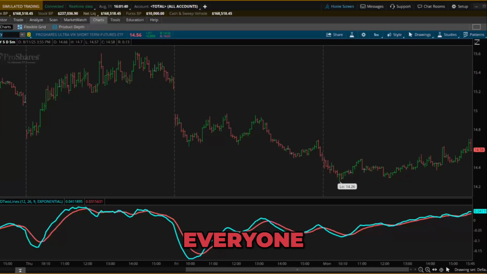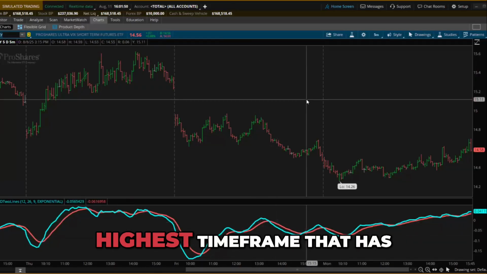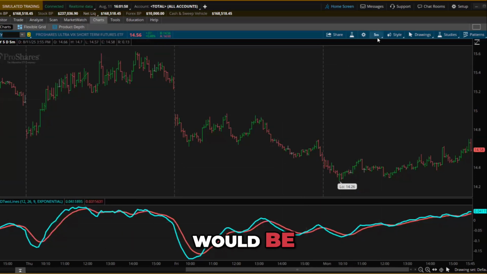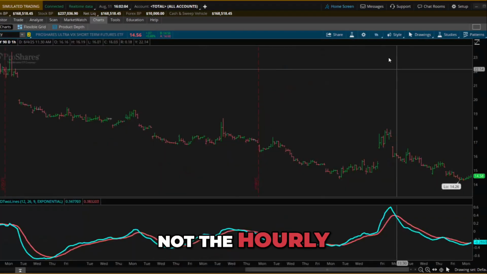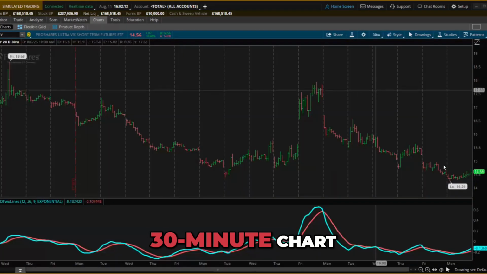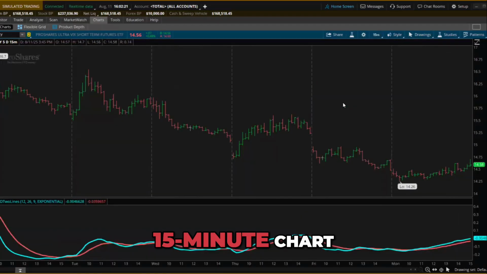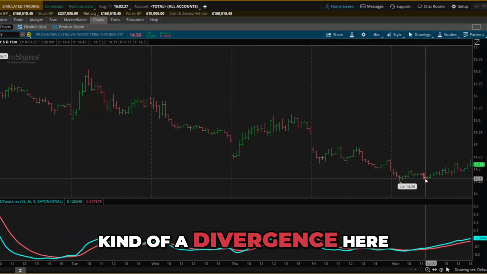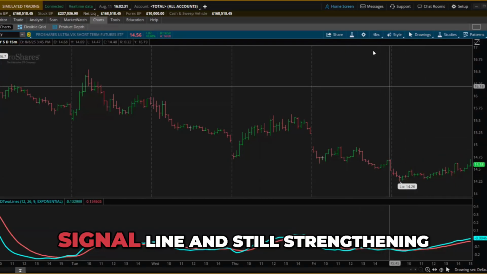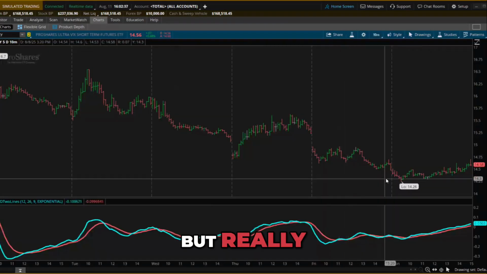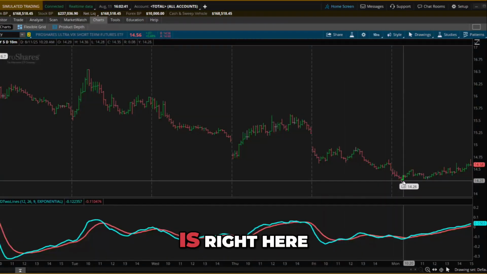Good afternoon, everyone. It's 4:01. Market just closed. Anyway, just taking a look at the highest time frame that has an effective divergence, and that'd probably not be the hourly. See, not the 30-minute chart. No divergence there. Strengthening, yeah, but no divergence. 15-minute chart, kind of a divergence here. So it's above the signal line and still strengthening. So that's pretty good. But really, the telltale sign is right here.